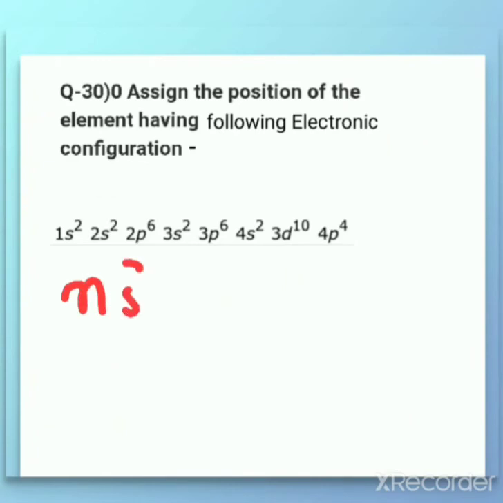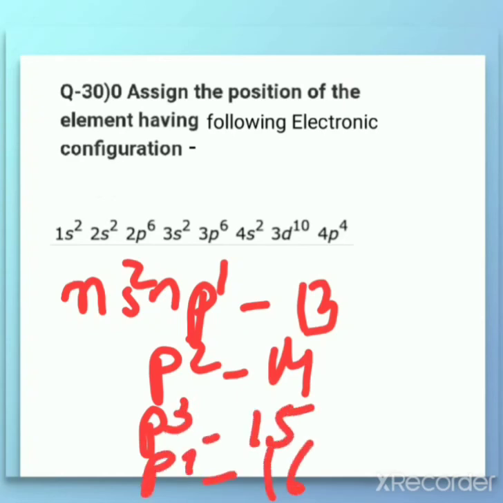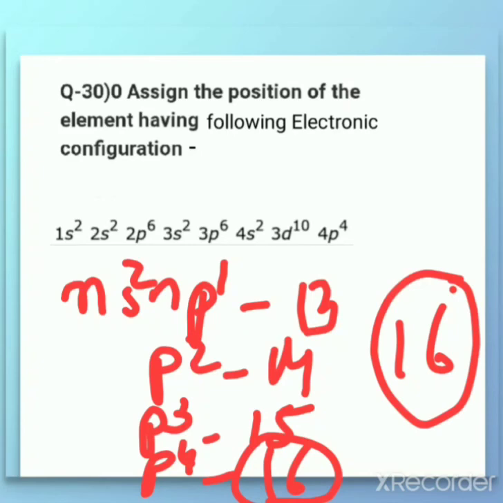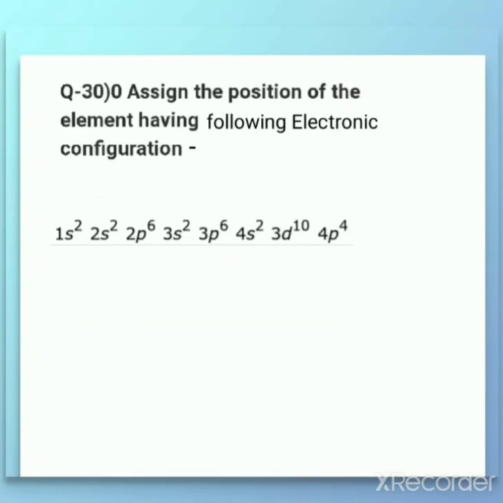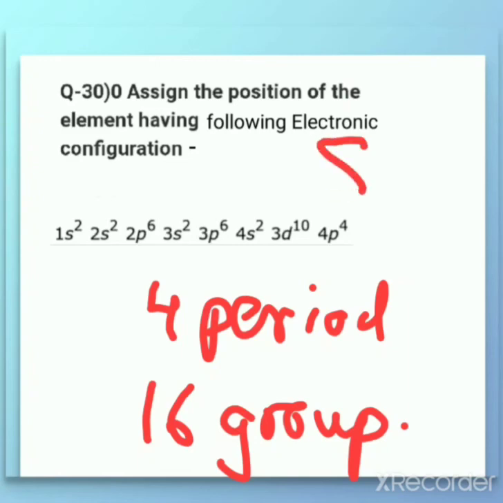ns2 np1 belongs to group 13. So np2 belongs to group 14, np3 belongs to group 15, np4 belongs to 16. So like this, np4 is given to us, therefore it belongs to the 16th group in the modern periodic table. So what is the answer for this? The position of this element is the 4th period and it belongs to the 16th group in the modern periodic table. So when you take a periodic table and find the element which belongs to the 4th period, 16th group, that is selenium. So that is the answer for this question.